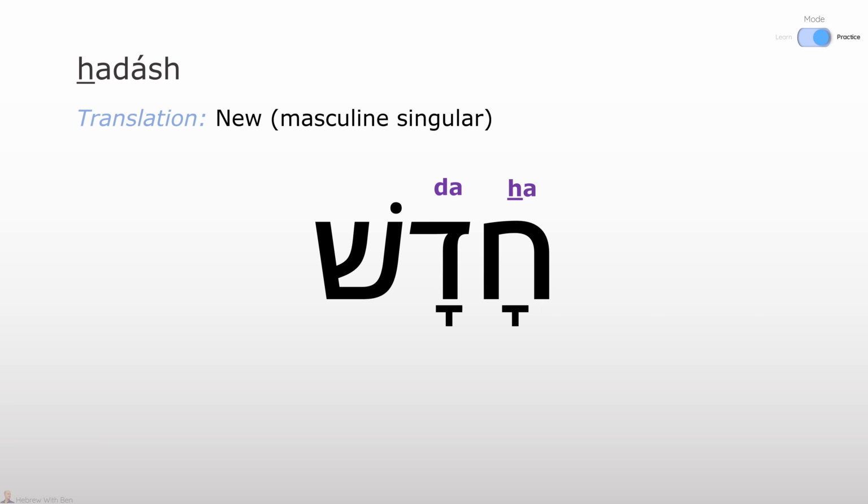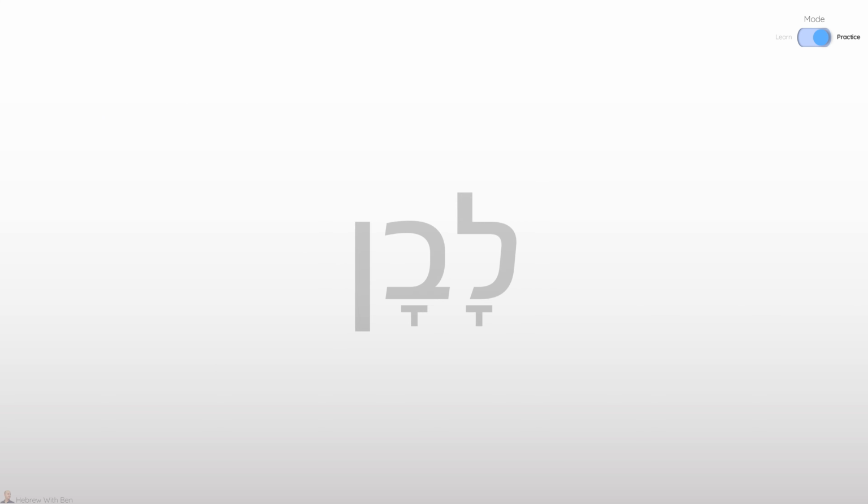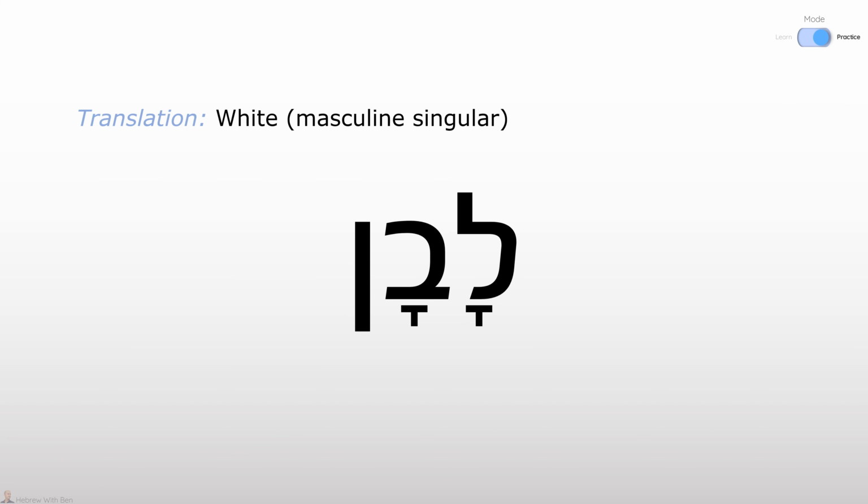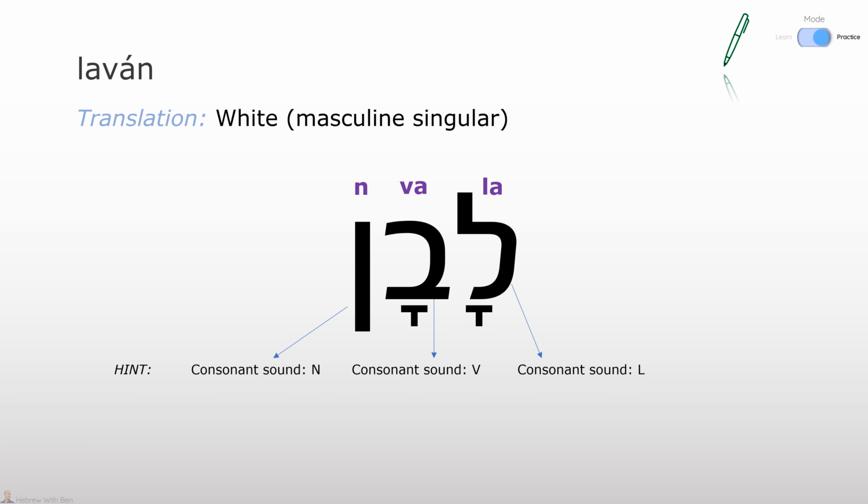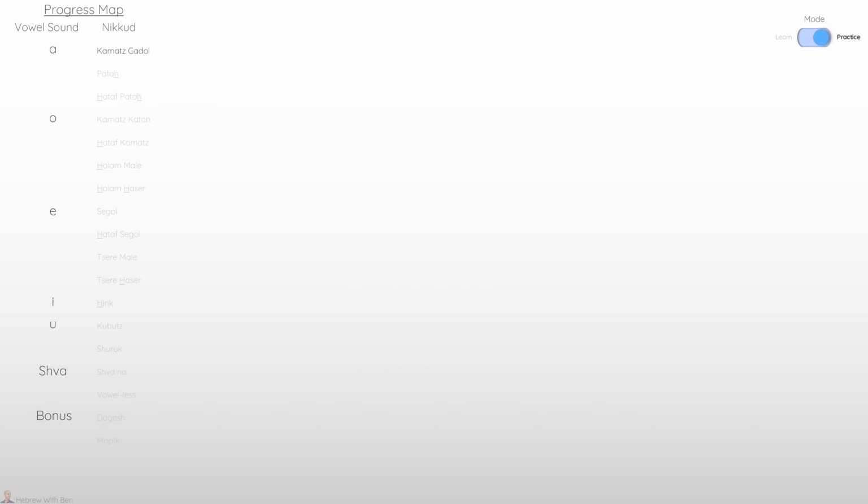Now, the word white. Take a moment to read the first two syllables. I will share a hint in a few seconds. Were you able to read the syllables? The word is Lavan. Lavan. That is all for Kamatz Gadol. Not so complicated. The key to mastering it is a lot of practice.